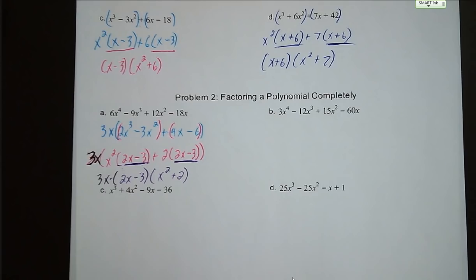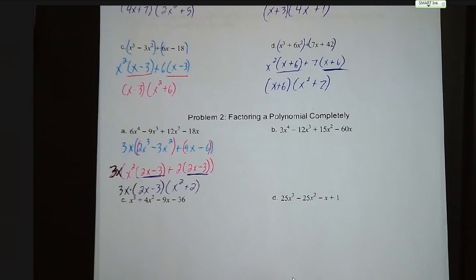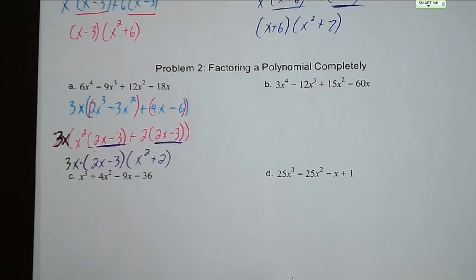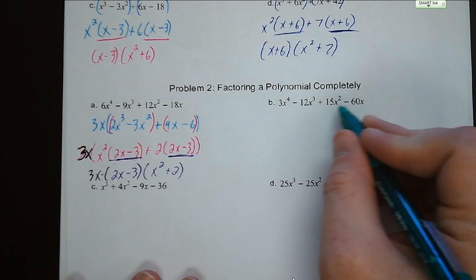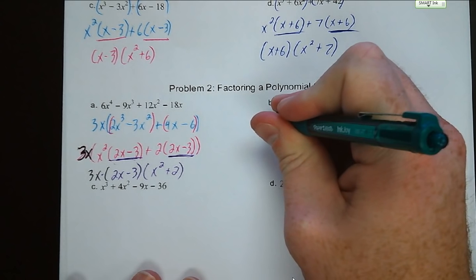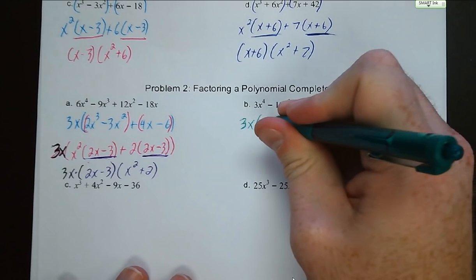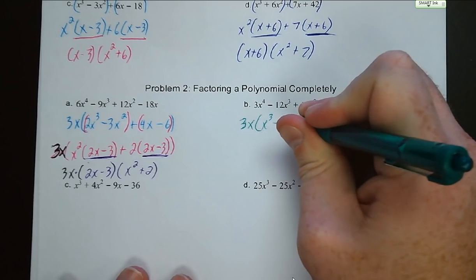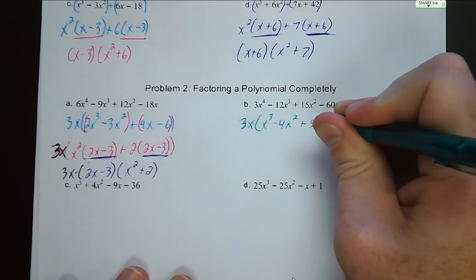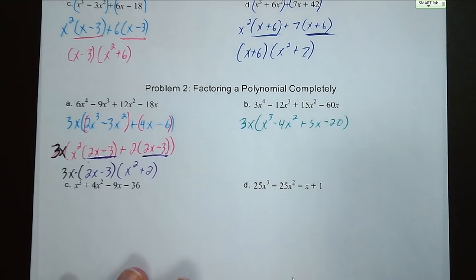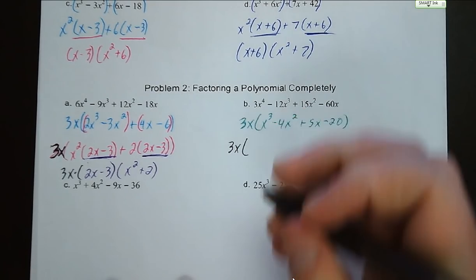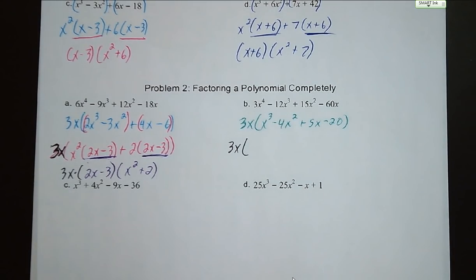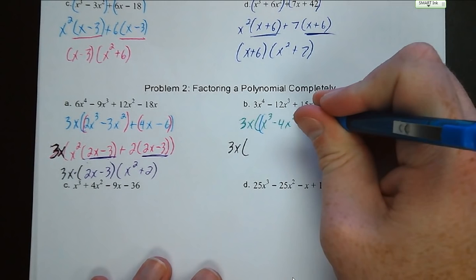Letter B, same thing. We need to look and see, do we have any common terms that we can factor? And it looks like we do. We can bring out a 3 and an x from each of our terms. So we have 3x times the quantity x cubed minus 4x squared plus 5x minus 20. So that 3x is going to stay out in front, and it's not going to be doing anything right now. Let's draw in our brackets inside here.